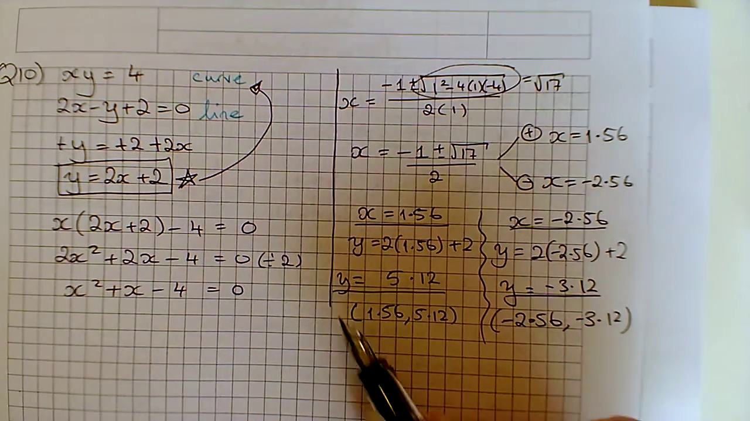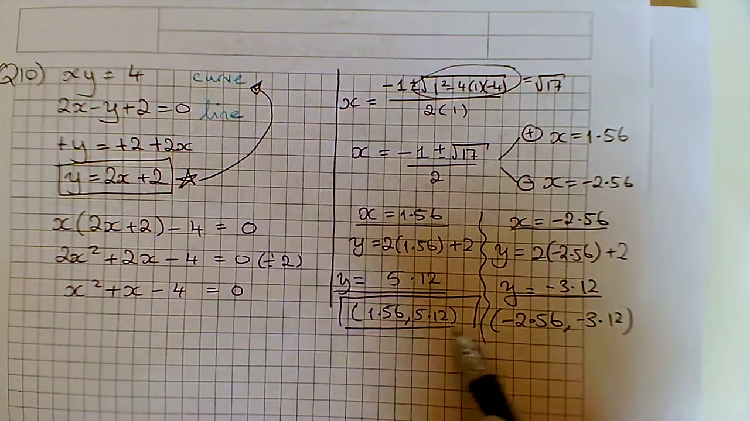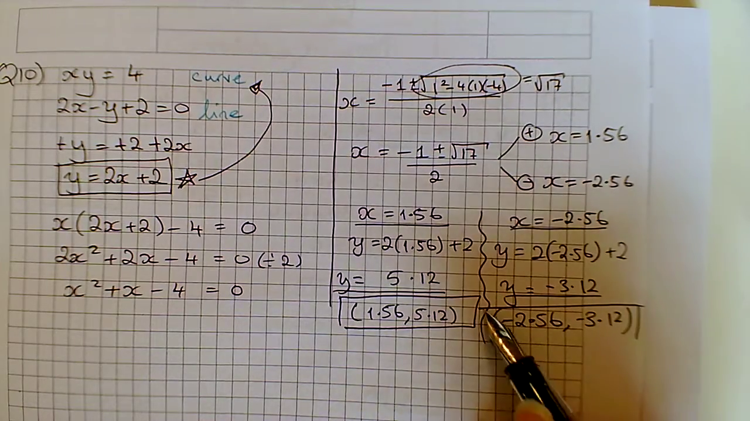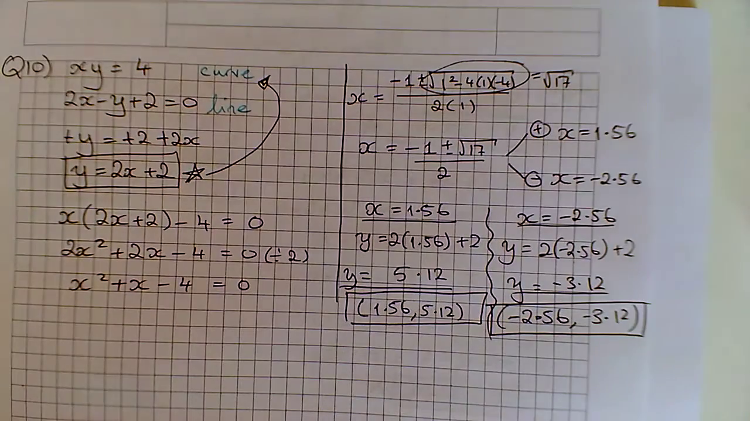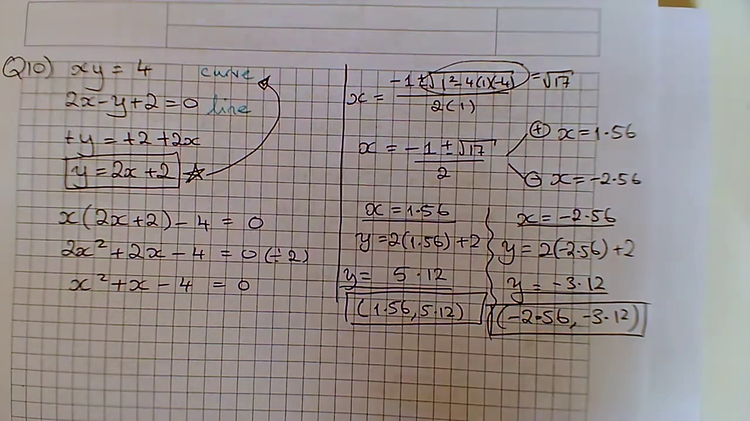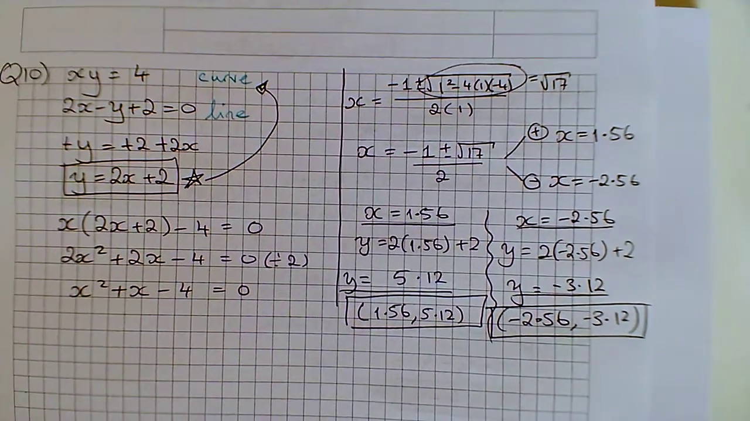Just a reminder again, you don't have to give your answer in point form, but it's good practice because it reminds you of what these mean. So this line and this curve will intersect at 2 different points, and those are the coordinates of the points where they intersect.